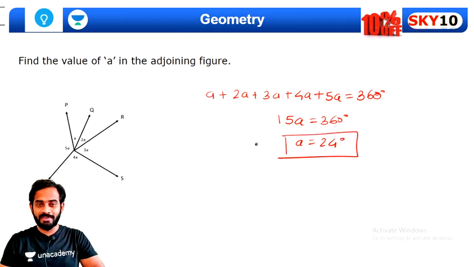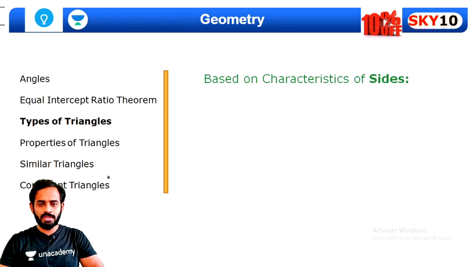It's very simple. I'm just taking this session quickly so that all the concepts of this geometry part are clear for you. Okay, so now, types of triangles. It's very simple. Based on characteristics of sides, you'll understand what the types of triangles are. Let us say instead of characteristics, we'll say length of sides.